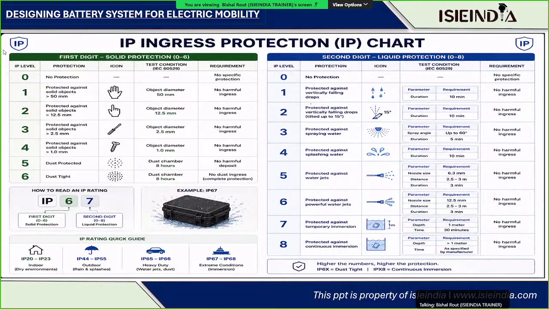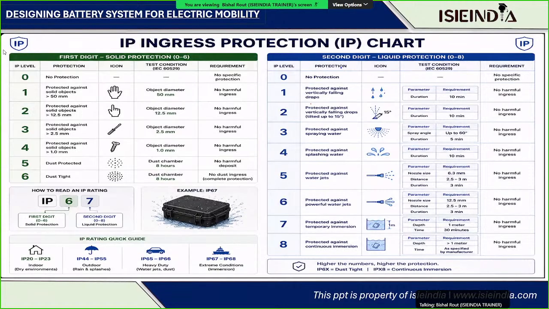The first digit, that is 6, represents the protection against solid objects, such as dust. Then the second digit represents the protection against liquid and water. For IP67, the first digit 6 means completely dust tight, so no dust can enter the enclosure. The 7 means protected against temporary water immersion, usually 1 meter of depth for 30 minutes, and no water can enter.